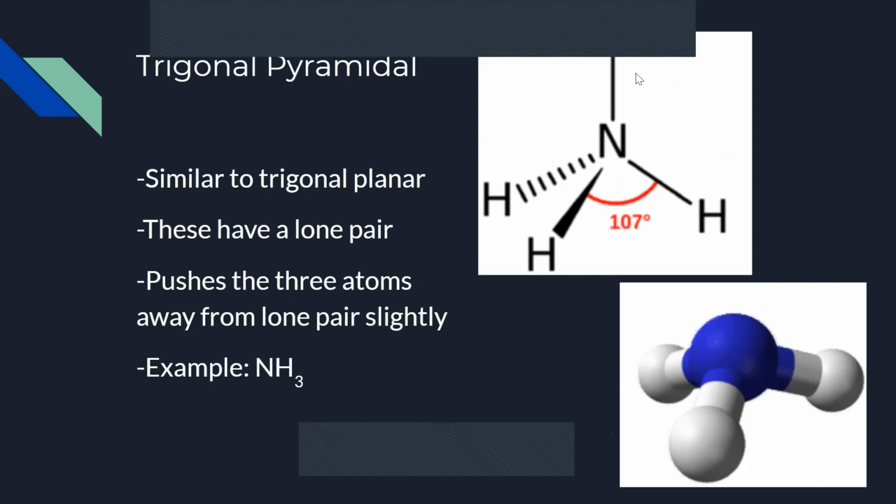Trigonal pyramidal has a lone pair on the top. So the lone pair again pushes away a little bit further, so our angle is less than for the tetrahedral. You get 107-ish. So NH3 would be an example.